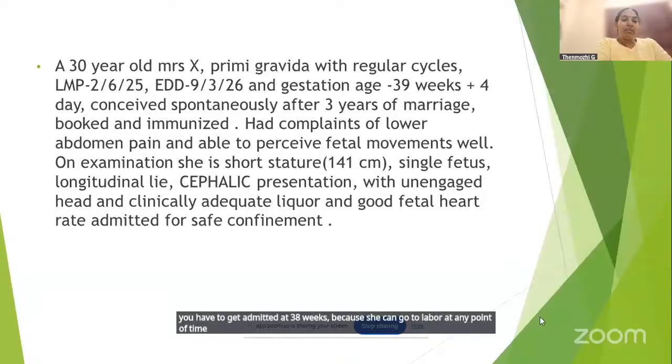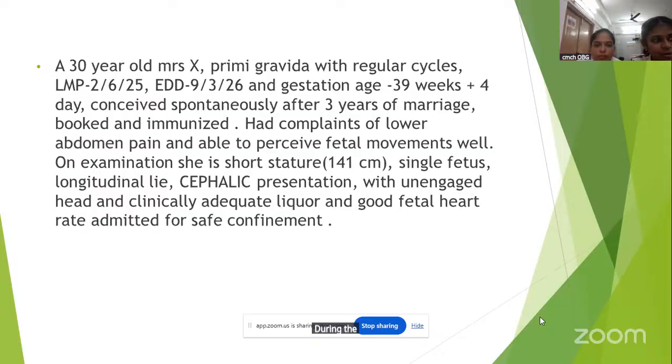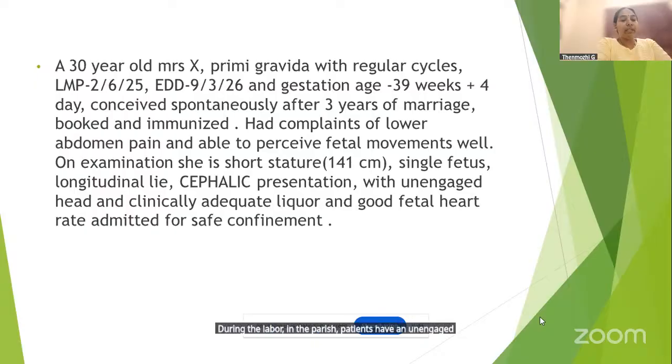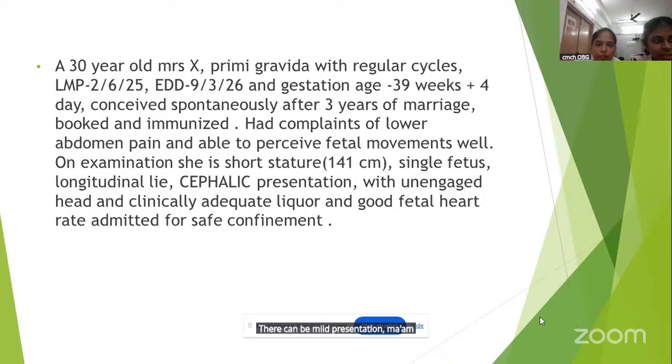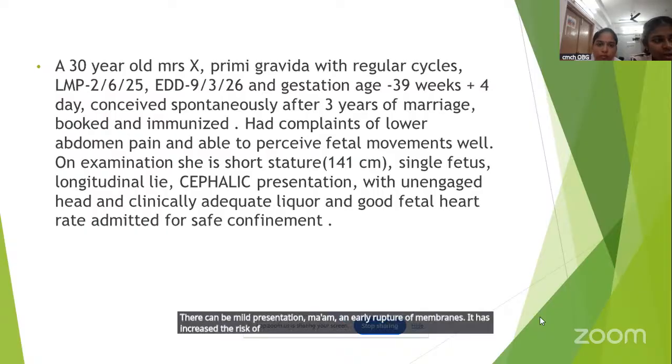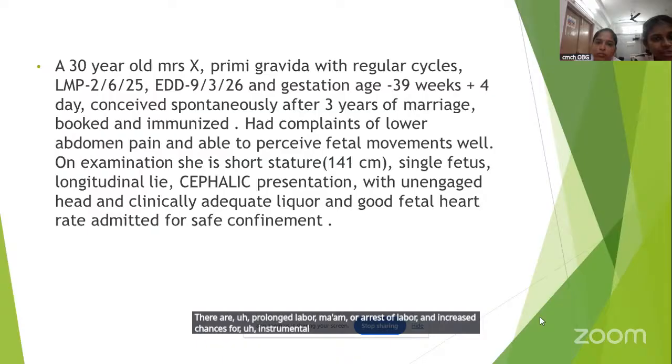What are the complications we expect during labor in a primigravida with an unengaged or mobile head? There can be premature rupture of membranes, malpresentation, and early rupture of membranes, which increases the risk of cord prolapse. There can be prolonged labor or arrest of labor, obstructed labor, and increased chances of instrumental delivery and perineal tears. The possibility of cesarean section has to be explained.